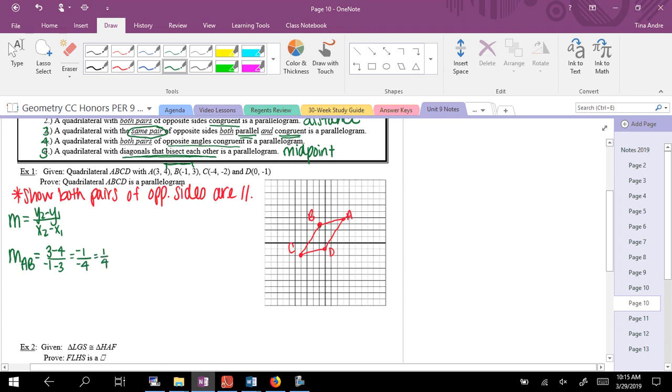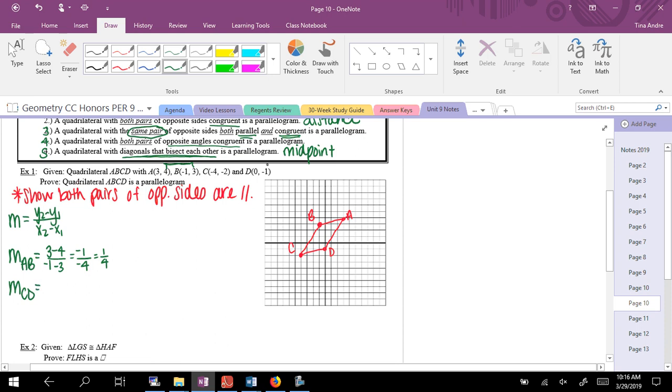I could do a quick check over here. That's up 1 over 1, 2, 3, 4. So that looks good. I'm going to go right to side CD because I want to catch any mistakes right away if I were to make any. I would want to check that these slopes are the same before I move on, just in case I make a mistake. So then I'm going to move to CD.